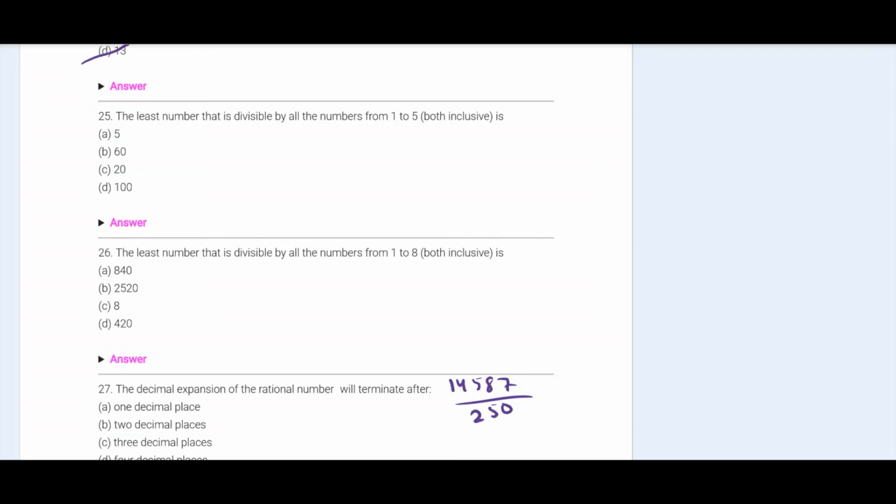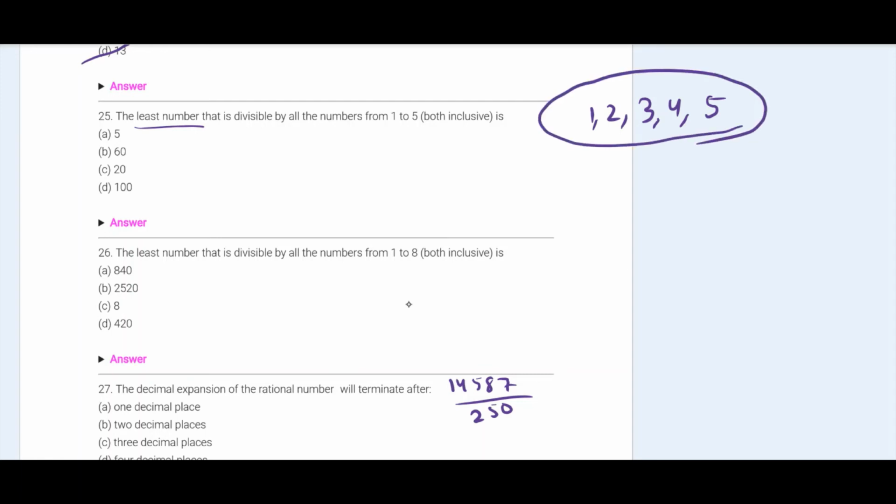The least number that is divisible by all the numbers from 1 to 5, both inclusive, is. If you observe the technical terms, here is the least number. The least is the least common multiple, lowest common multiple, which is the LCM. LCM of 1, 2, 3, 4 and 5. Product of these two is 15, and the LCM of 2 and 4 is 4, which gives you 60. 60 is the LCM. 60 is the first number which is divisible by 1, 2, 3, 4 and 5.